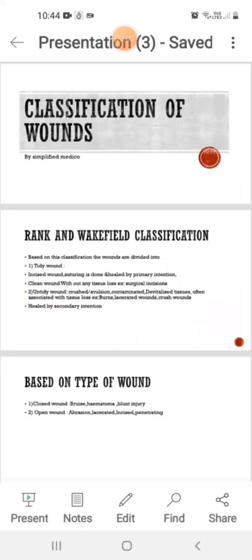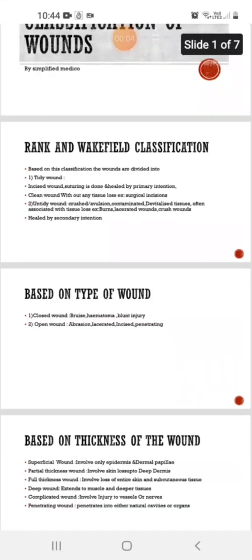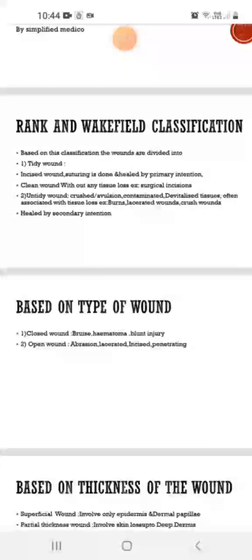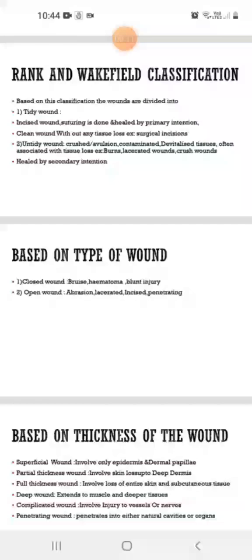Classification of wounds by Simplified Medico. First one is Rank and Wakefield classification. Based on this classification, the wounds are divided into tidy wound and untidy wound.